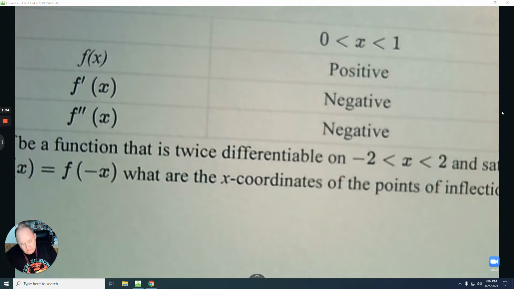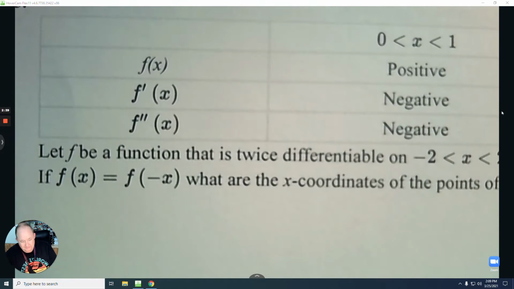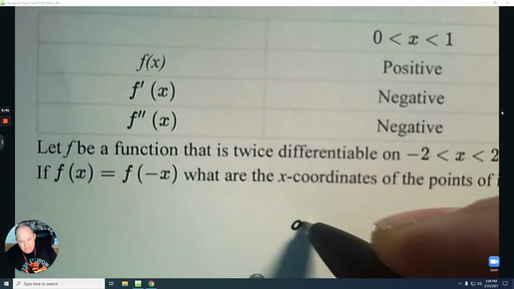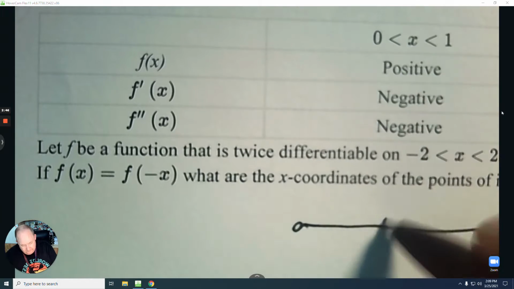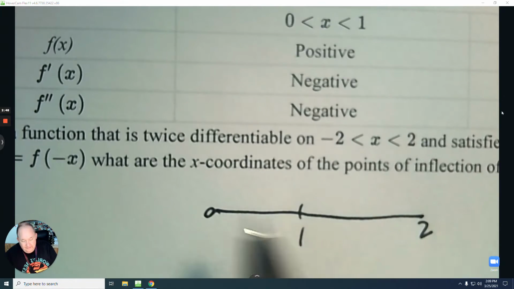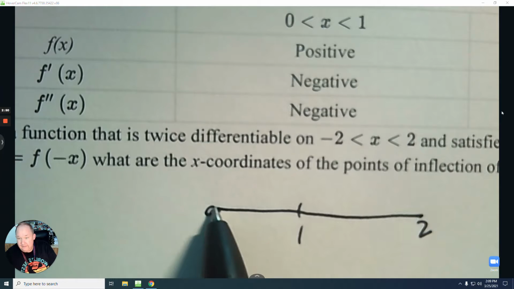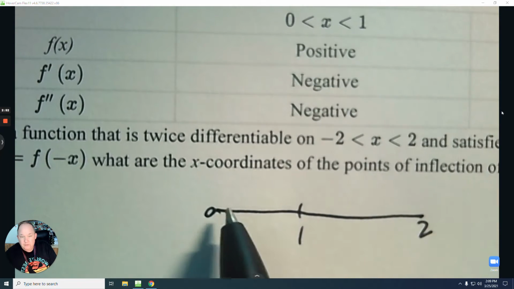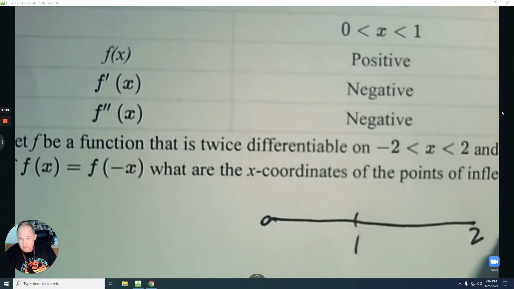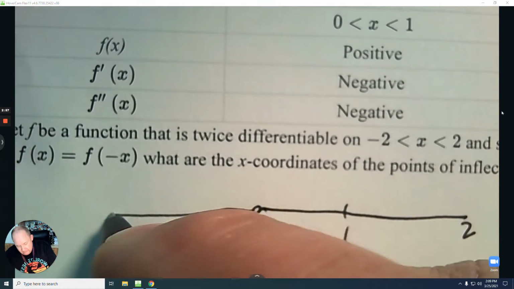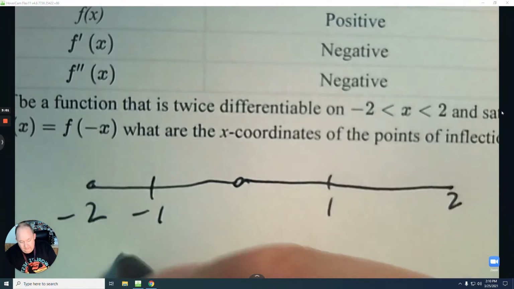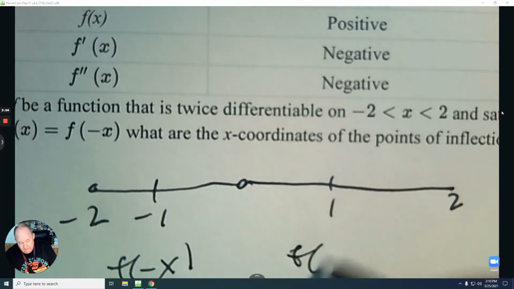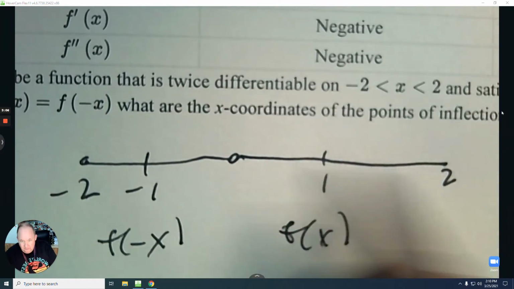Make sure I'm doing it right. So from negative 2, okay, I understand. It took me a second. So you're given from 0 to 2, and that's all you're given. And it says that f at x equals f at negative x. So whatever it is in this direction to positive 2, it would be exactly the same here to negative 2. So this is f at negative x, this is f at positive x. They're equal to each other.